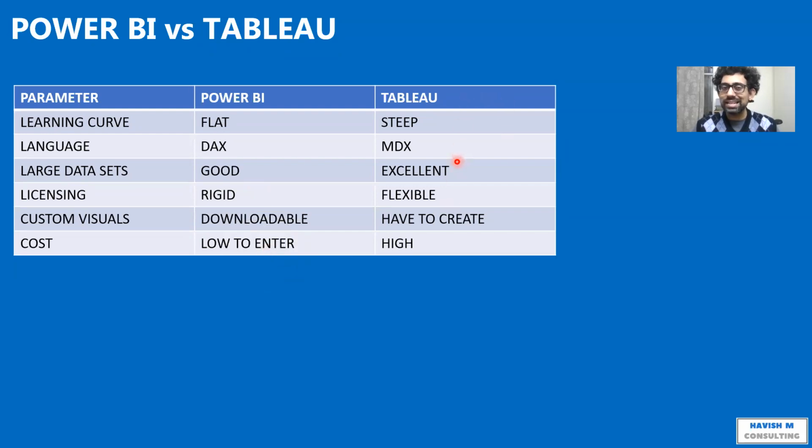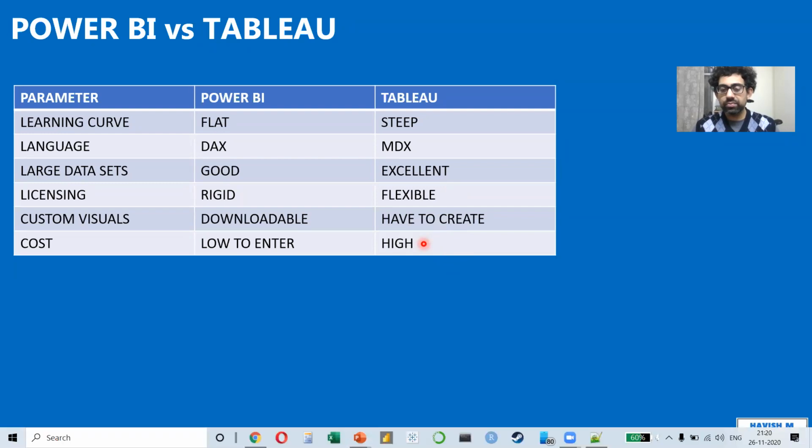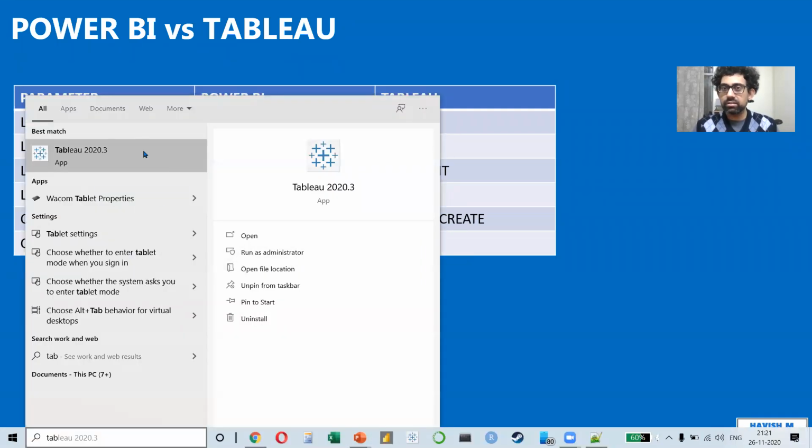Tableau, on the other hand, has a very flexible licensing scheme. That means you have lots of options in which you can take different combinations of licenses, but it's costlier. Like the version of Tableau that I have with me, there's only one version, Tableau Desktop. So it's called the same thing, okay? Power BI Desktop, Tableau Desktop.